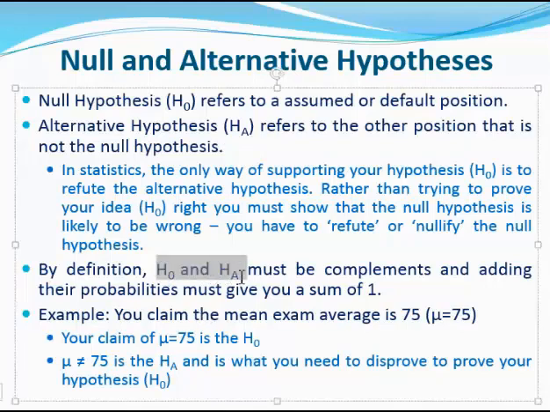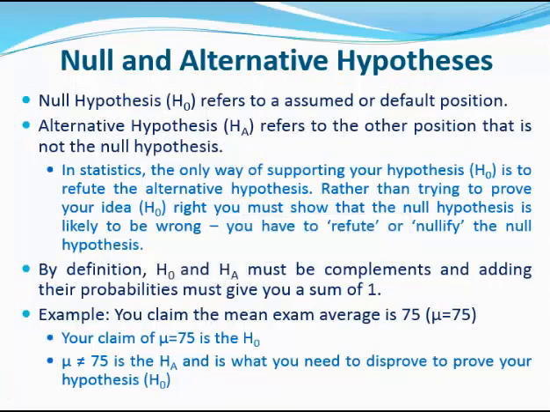And H0 and HA, namely the null and alternative hypotheses, have to be complements of each other, and adding their probabilities has to give you a sum of 1. If, for example, there's a 60% chance that any given day is going to be sunny, well then by definition, there's a 40% chance that the day will not be sunny.